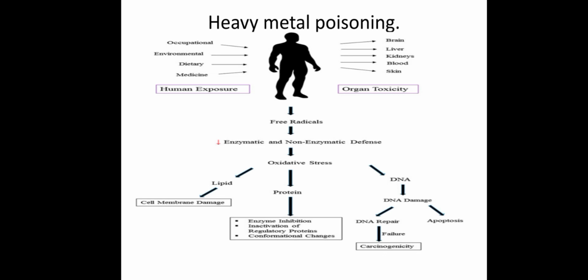Next is heavy metal poisoning. Heavy metals such as mercury, arsenic, and lead are known to produce damage to the glial cells and produce demyelination in the central nervous system and peripheral nervous system. This produces both sensory and motor symptoms.